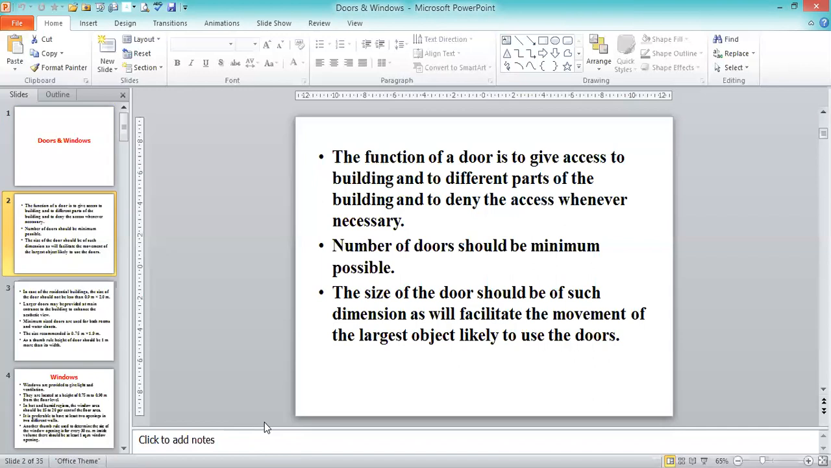The number of doors should be the minimum possible. The size of the door should be of such dimension as will facilitate the movement of the largest object likely to use the door. That is the main important function.